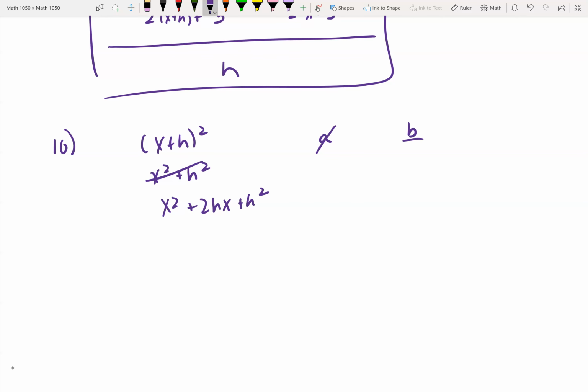Okay. Now, it says circle all that apply. So there could be another correct answer. So let's look at C. So on C, they dropped the first brackets. They didn't FOIL it out, which is fine. You don't necessarily have to do it the first one. But then look what they did.